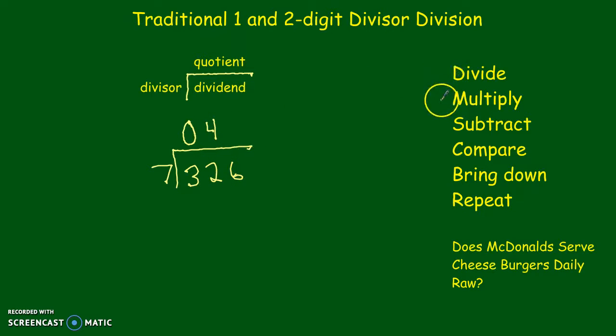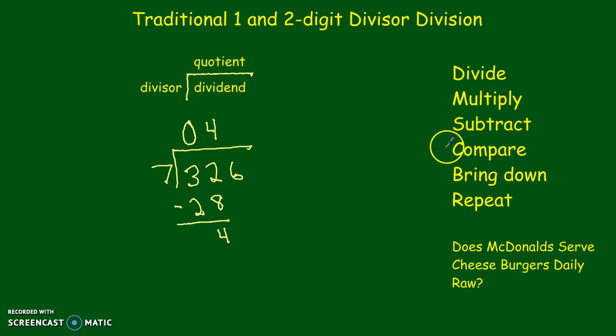So the next step would be to multiply. And we always multiply the 1 digit from the top times whatever the divisor is. So in this case, it's going to be 4 times 7 is 28. After we multiply, you can see that we subtract. So we're going to go ahead and subtract. And 32 subtract 28 is 4.